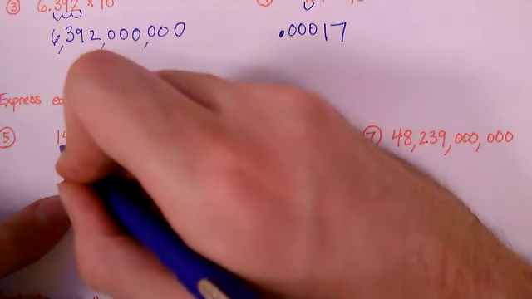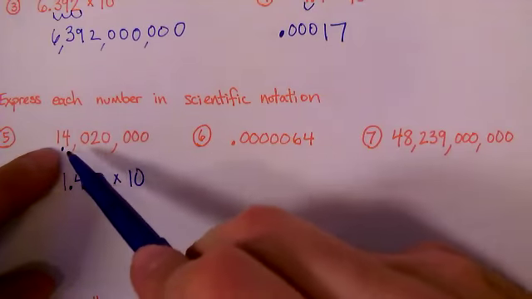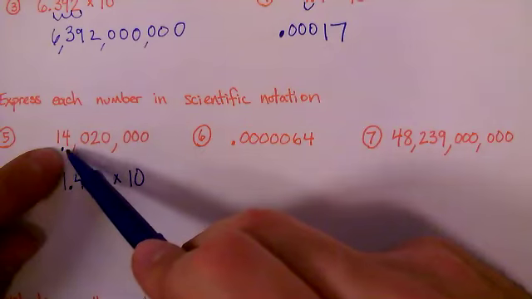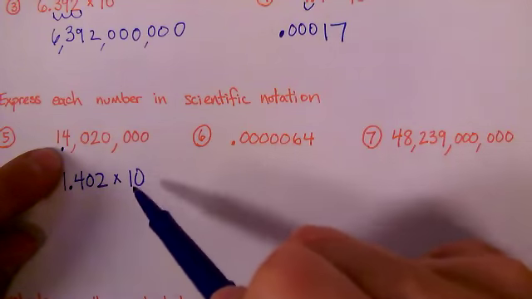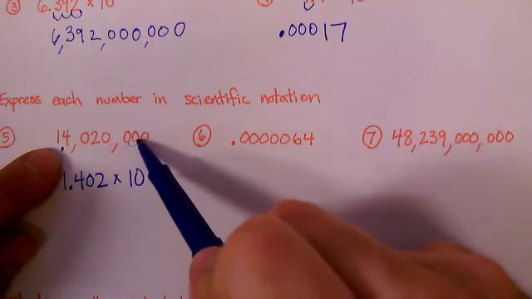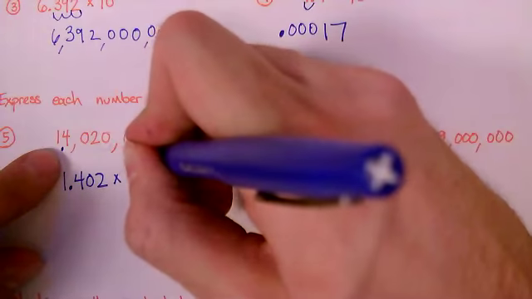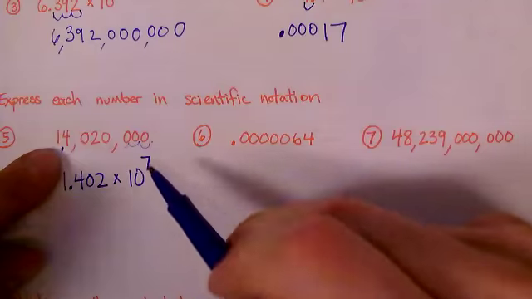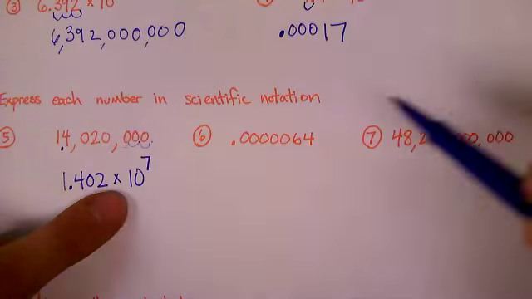And I need to find the exponent on 10. But my decimal is now right here. I need to count and see how many decimal spots I would have to move to get back to my original number. So I'd have to go 1, 2, 3, 4, 5, 6, 7 spots to get back to where it's supposed to be, because originally the decimal is right there. So it's going to be 10 to the 7th power.